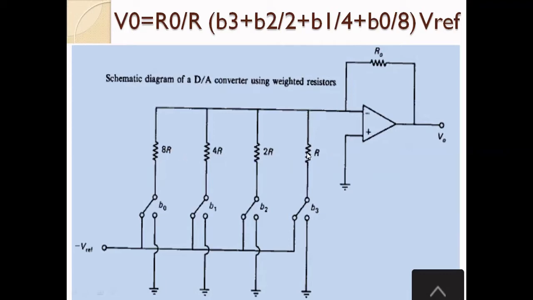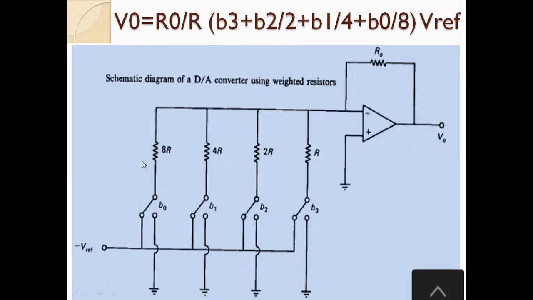So the resistance value changes. V0 is called the LSB bit and V3 is called the MSB bit. This is called a 4-bit digital to analog converter. If you are using 8 bits, then it is V0 to V7. Here you have to give the digital input. When you give a high signal, the switch will be on. When you give a low signal, the switch will be off.